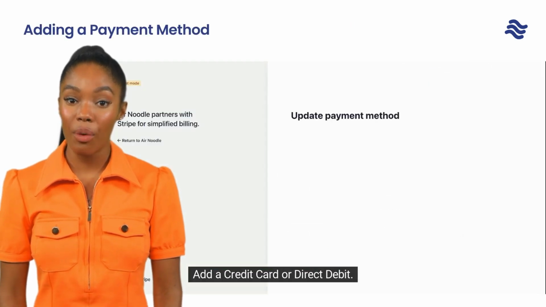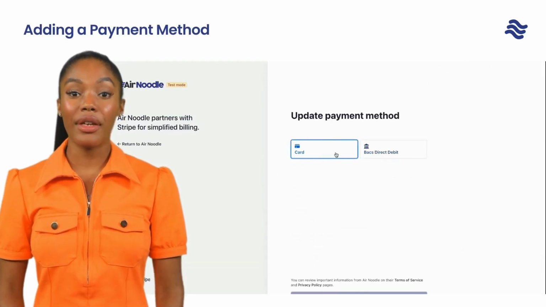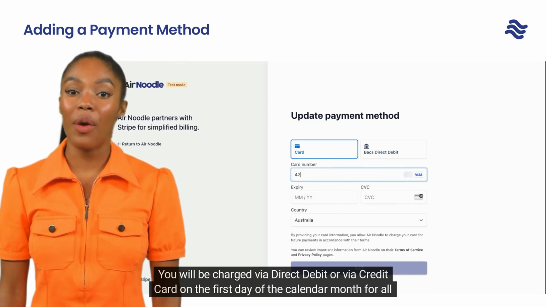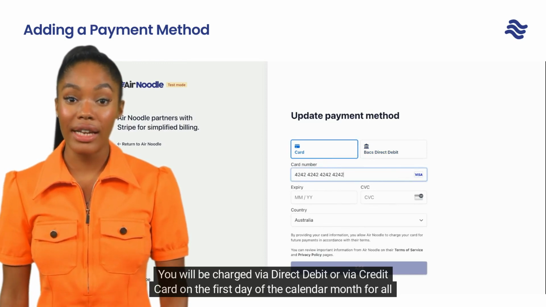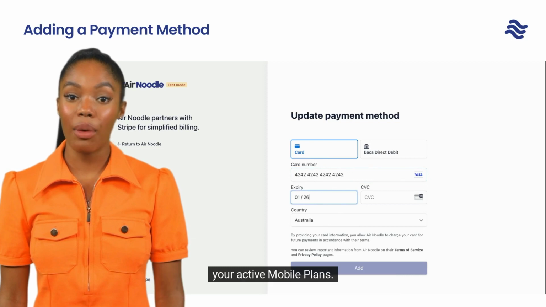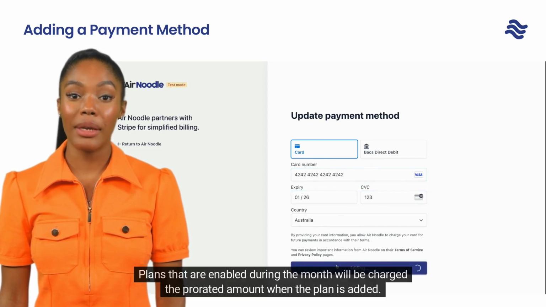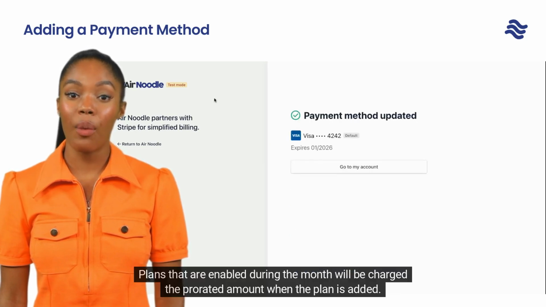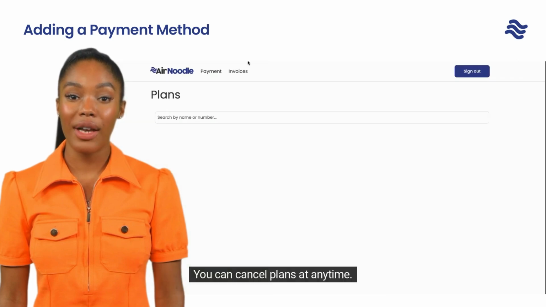Add a credit card or direct debit. You will be charged via direct debit or via credit card on the first day of the calendar month for all your active mobile plans. Plans that are enabled during the month will be charged the prorated amount when the plan is added. You can cancel plans at any time.